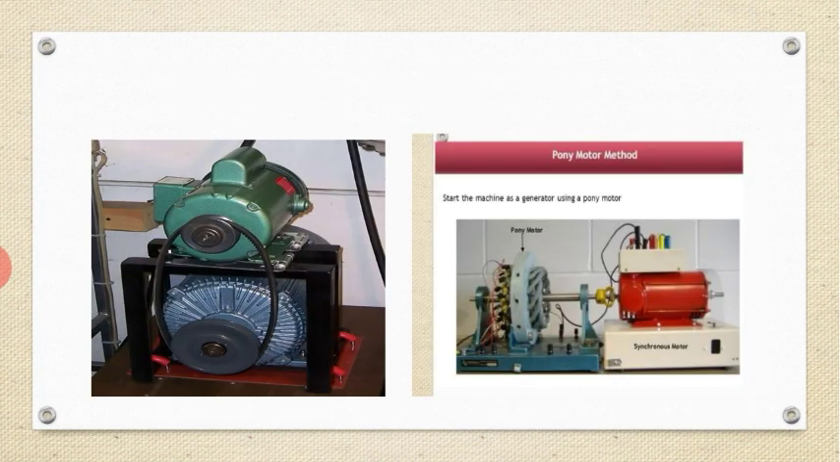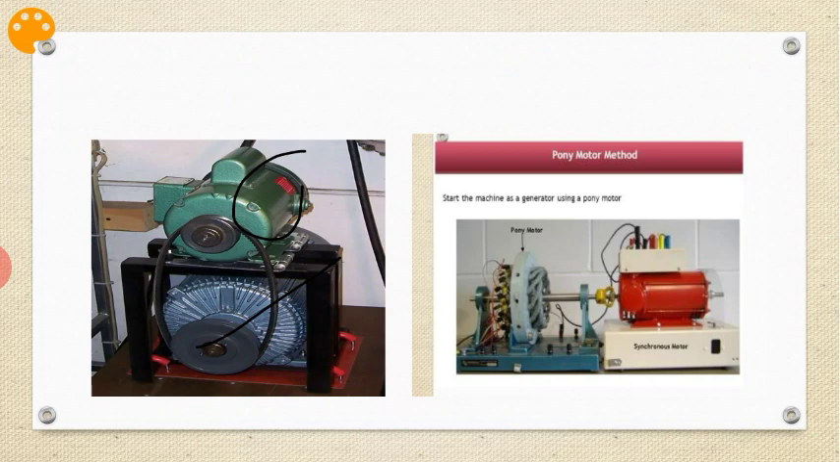If you look at this one, they are using another motor called a pony motor. They use this other motor to run the synchronous motor to near the synchronous speed. After that you apply the DC supply, so that the magnetic locking happens and the rotor rotates. I will explain how the rotor goes to synchronous speed.